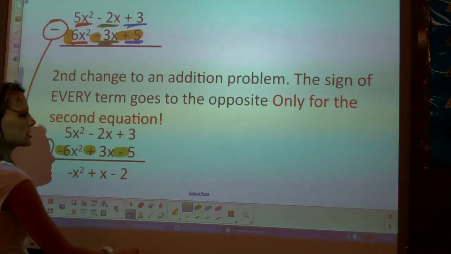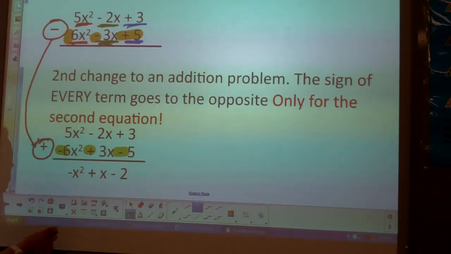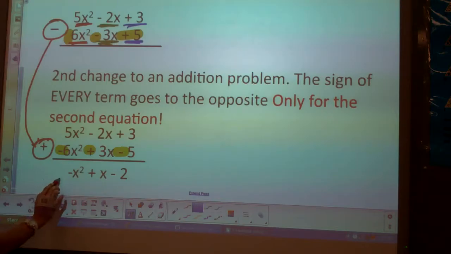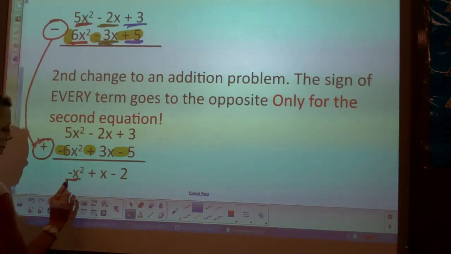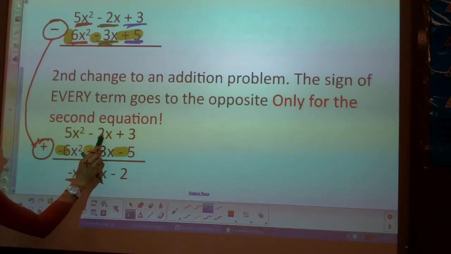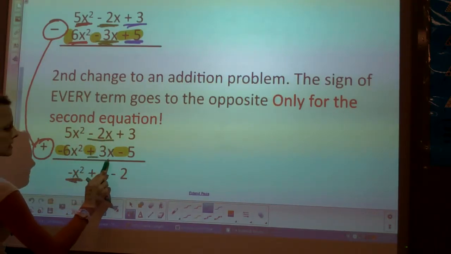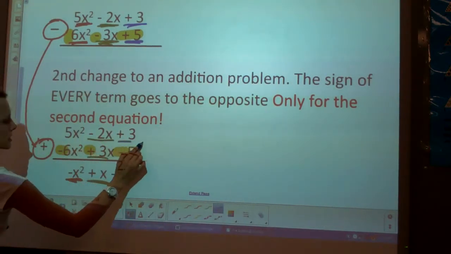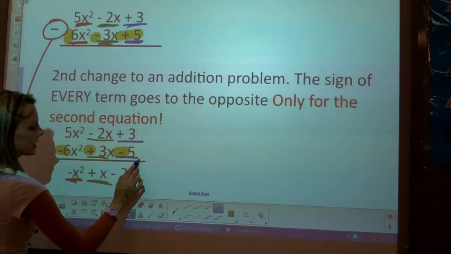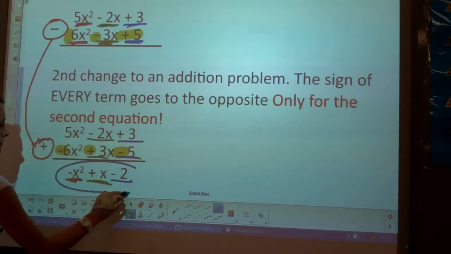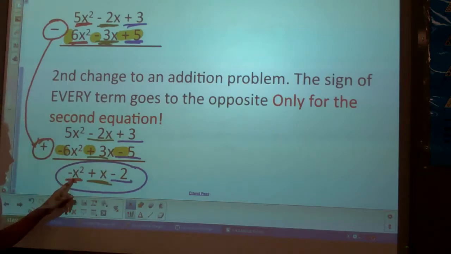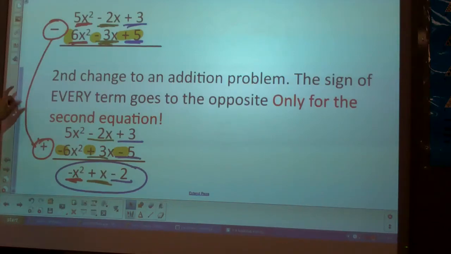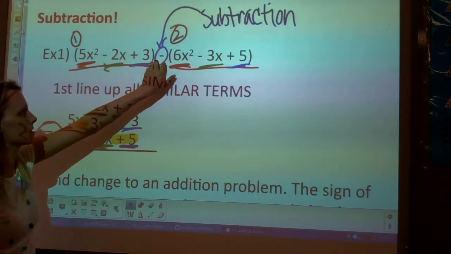And then you add them just like we did with adding polynomials. So 5x squared plus a negative 6x squared would be a negative x squared. Then we have our negative 2x plus our positive 3x would give you plus x. And last, we have our plus 3 plus our negative 5 would give you a negative 2. So negative x squared plus x minus 2 would give you your answer to this subtraction problem.